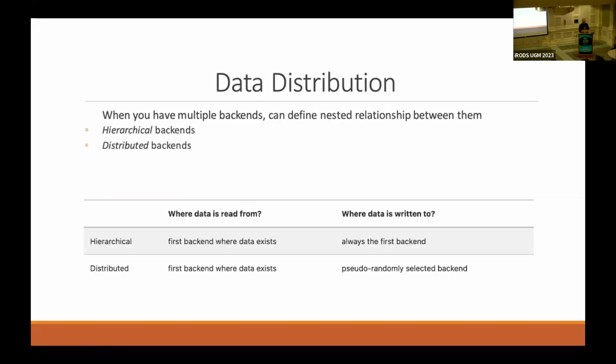And usually, if you have multiple backends, you can come up with a data distribution strategy. So for example, you have a disk that's become full. Now you have a new disk. You don't want to move all the data from the old one to the new one. So you use something like a hierarchical data distribution in which you read from the first backend where the data exists, but you write to the first backend that way. Or you can have a distributed one where the read is the same, but the writes are random.